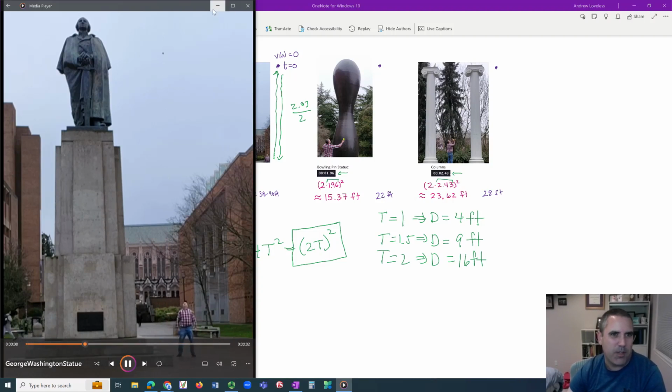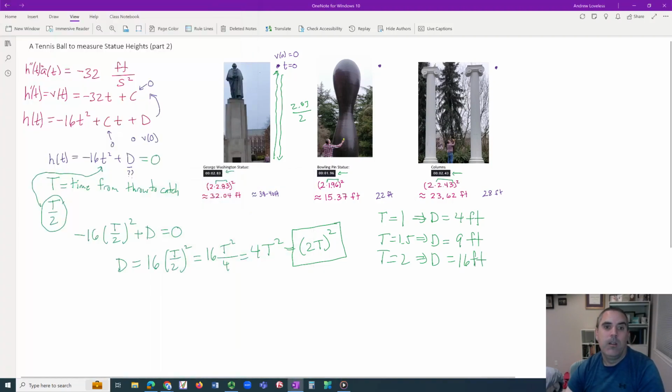I realized after the fact that I should have just thrown it overhand, but it's more fun to see me catch it and throw it. It's hard to throw overhand straight up. Okay, that's it. That's really the thing.